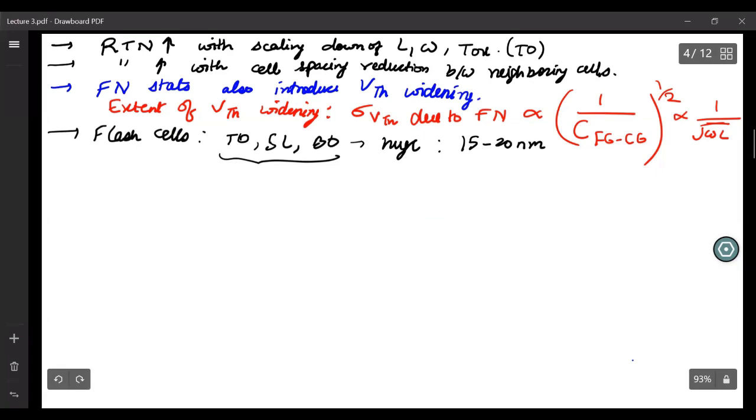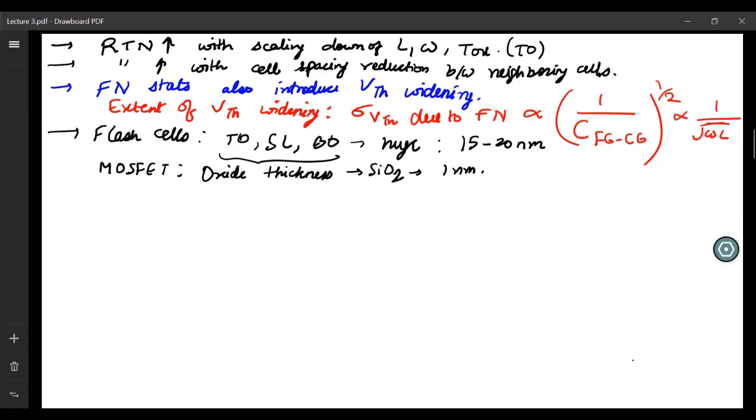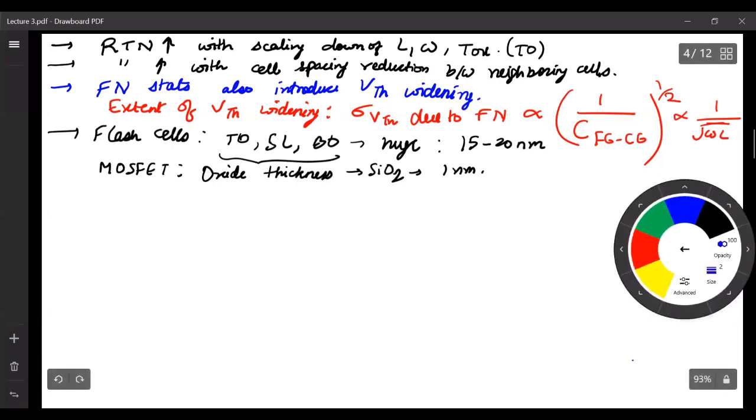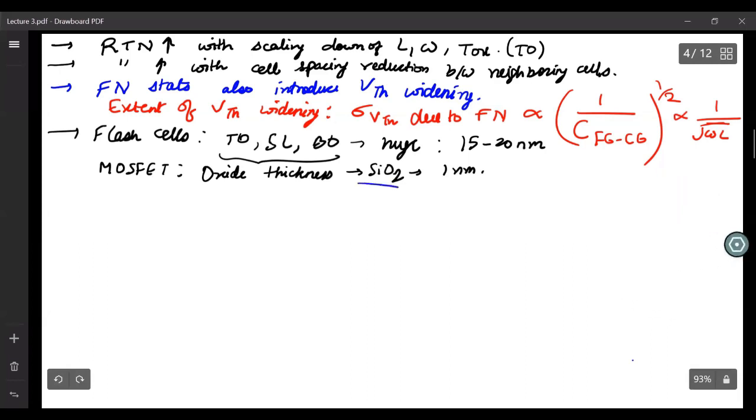And in a modern MOSFET or FinFET, the oxide thickness, if it is SiO2, is close to 1 nanometer. So what happens if your effective oxide thickness is huge? And here let me also tell you about the effective oxide thickness. I have taken this case of SiO2, but nowadays people have moved to high-K metal gate. In high-K metal gate, you replace your SiO2 with a high-K dielectric such as HfO2. These are known as high-K dielectrics.